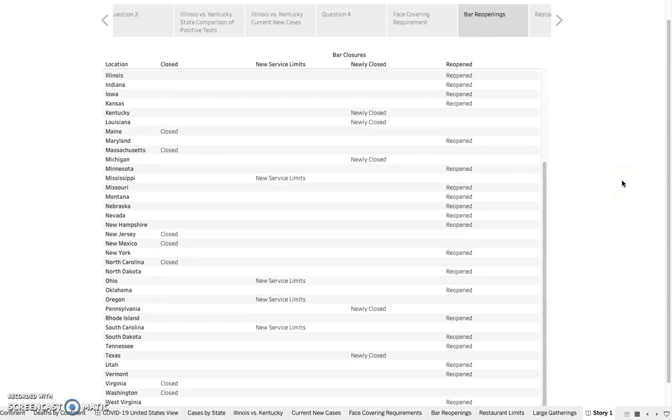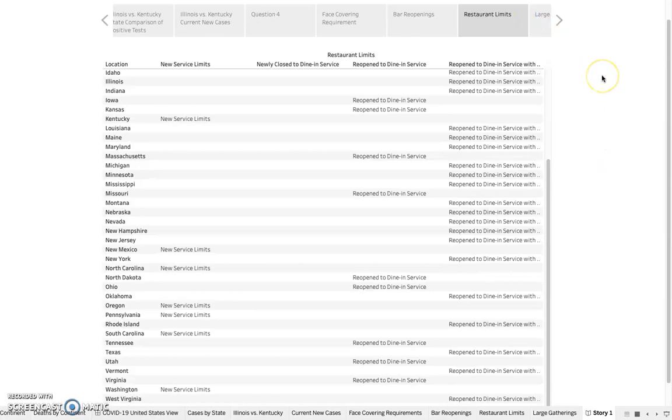So, bar reopenings. This shows that Kentucky has newly closed their bars and Illinois has reopened their bars. This is kind of a big thing because I know specifically in Bowling Green and Western, a lot of the corona outbreak has been through bars and through just being out. So I wanted to see if bars in general had any impact on the state. Kentucky is newly closed. They don't have bars open technically right now. I know there are some bars that have outdoor seating, but no actual bars and late night activity, whereas Illinois seems to still have that open.